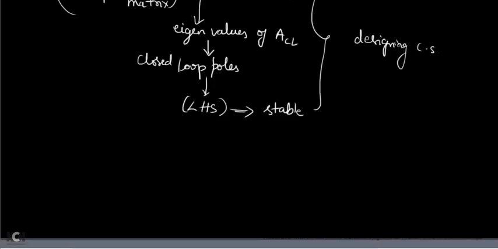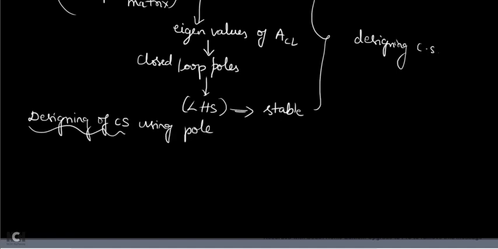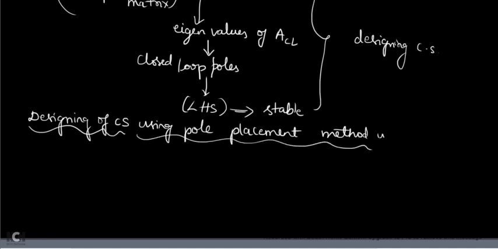Okay, so now what is our objective? To design a control system. Designing of control system using pole placement method, using state feedback. Pole placement method again uses the state feedback method, because you have taken state as the feedback parameter. So using state feedback, what you should do?